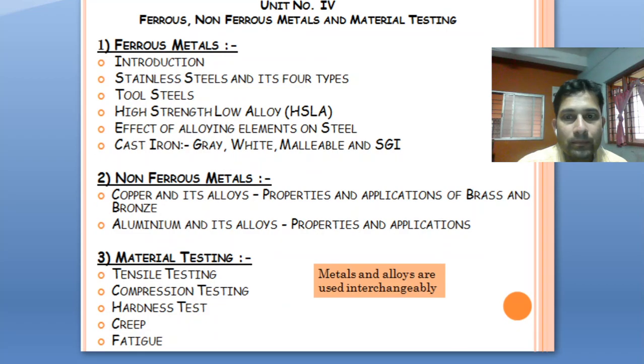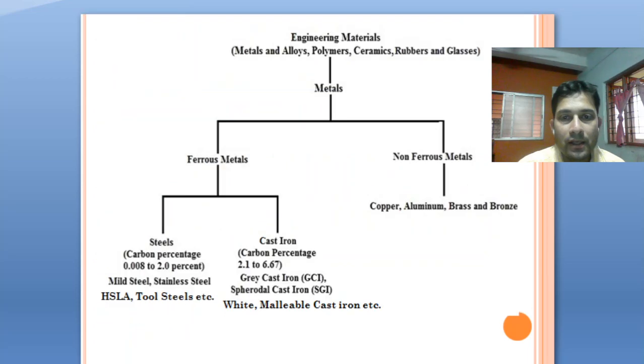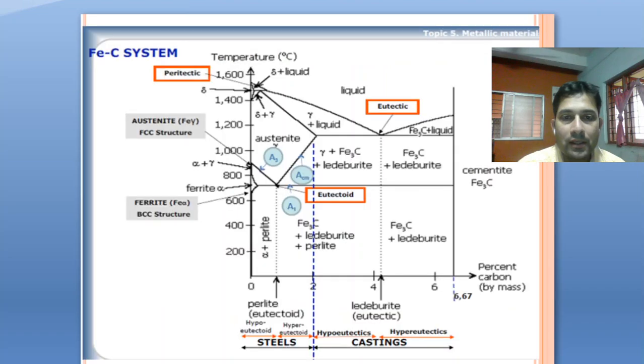Yes, this is the classification of engineering materials. You know that engineering materials are basically of 4 or 5 types, and under that metals and alloys play a very important role. Metals and alloys can be further classified into 2 types. All those things we studied in the last class. Then we saw the iron carbon diagram. Here I told you to remember the important points, that is the A3 line, A1 line, CM line, austenite phase, ferrite phase, all those things.